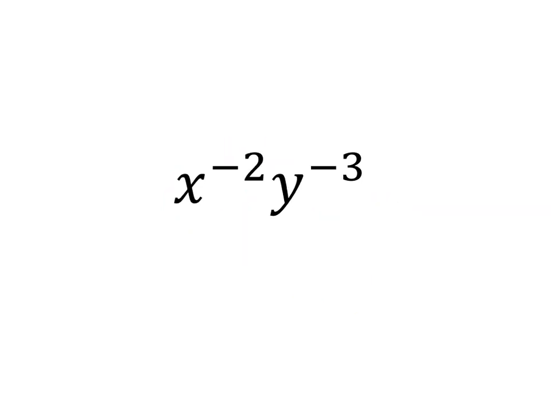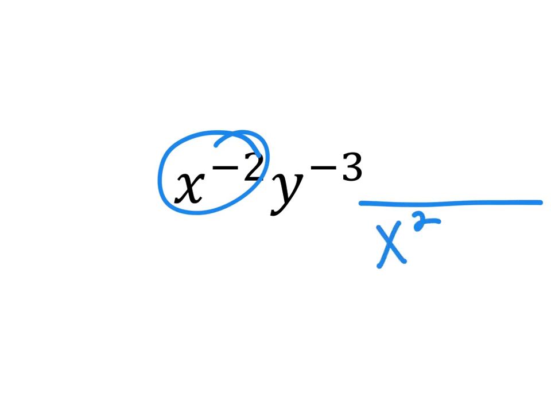Okay, only a few more to go. Let's see how we do on this. Draw your line. X to the negative second has to go down to the bottom. Y to the negative third has to go to the bottom. Don't forget, we're going to need something on the top. You can't just draw this with a line over it. What goes on top is 1. So it's 1 over x squared y to the third.